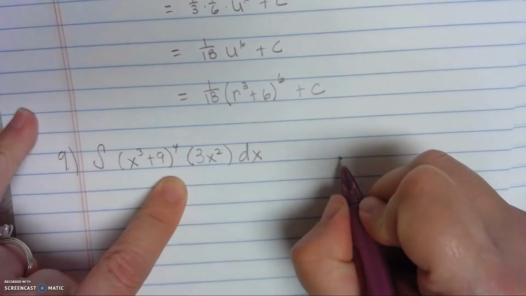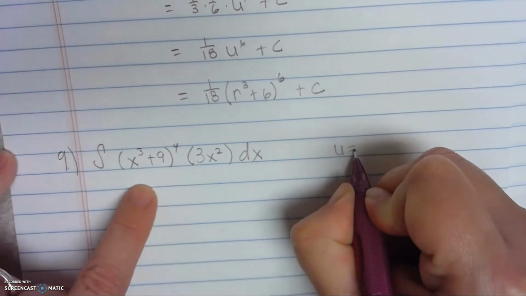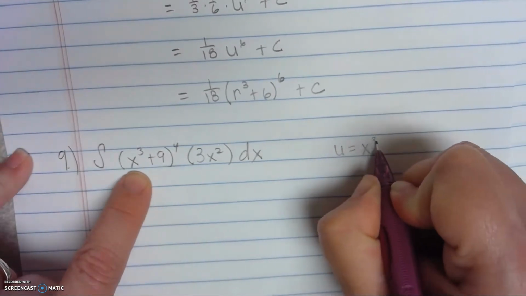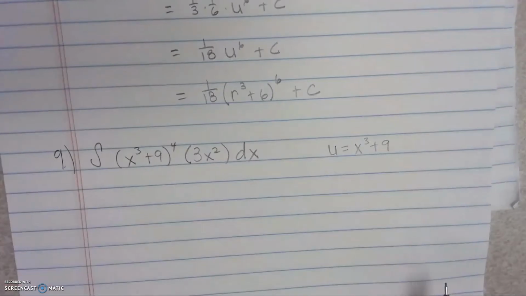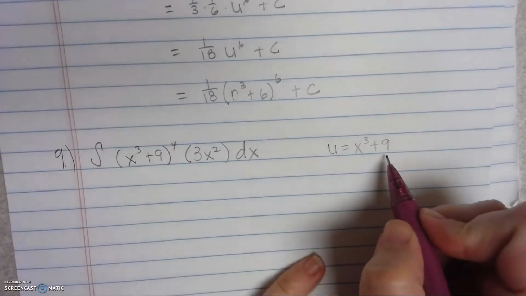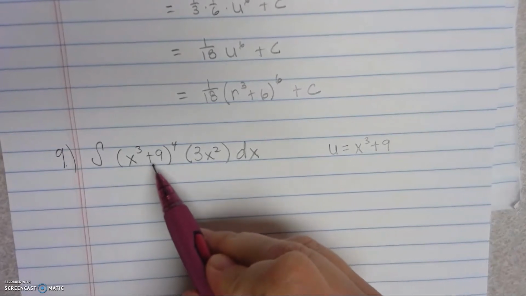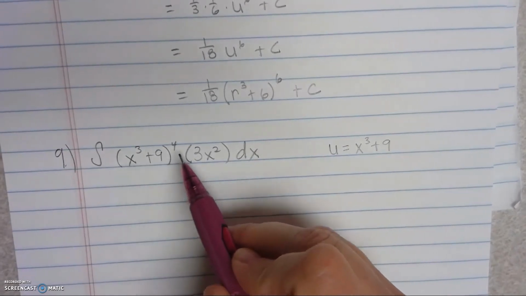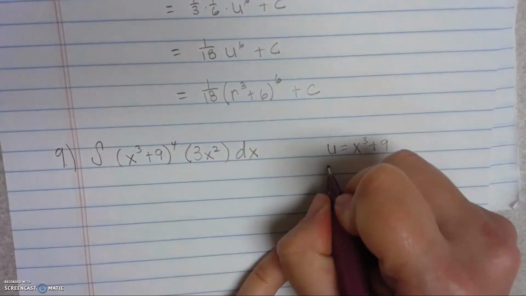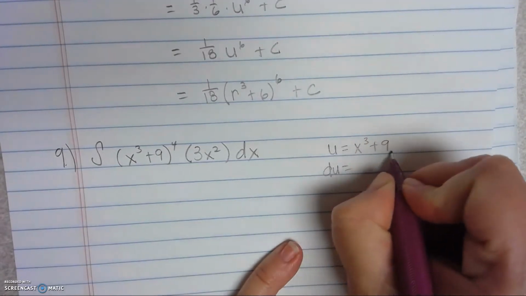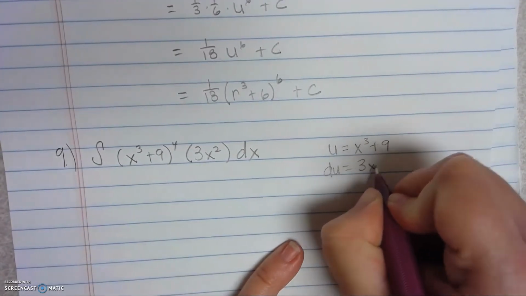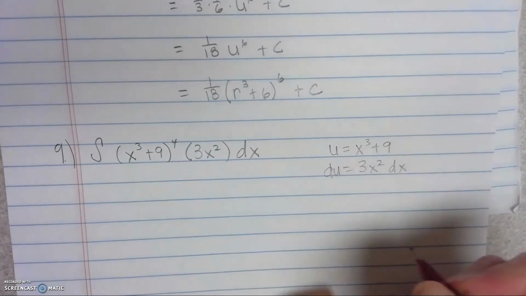Okay, so u is going to represent x cubed plus 9. Now, we've decided on u. It's inside these parentheses, x cubed plus 9 to the 4th power. That's our u. We're going to do du. So that'll be the derivative here. That'll be 3x squared dx.